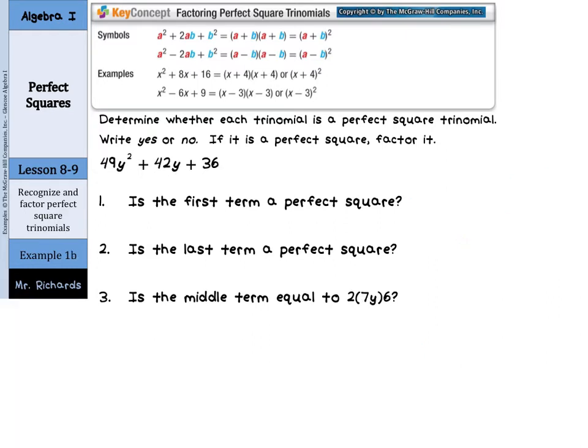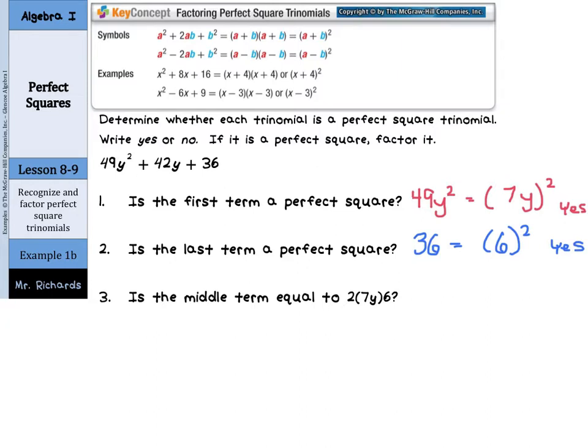Let's see if we can do this for our next example. 49y squared plus 42y plus 36. So is our first term a perfect square? Well, 49y squared, I can take the square root of both of those. The square root of 49 is 7. The square root of y squared is y. So yes, the first term is a perfect square. Now what about my last term, the 36? Well, I could rewrite 36 as the square root of 36, which is 6 squared, so yes.